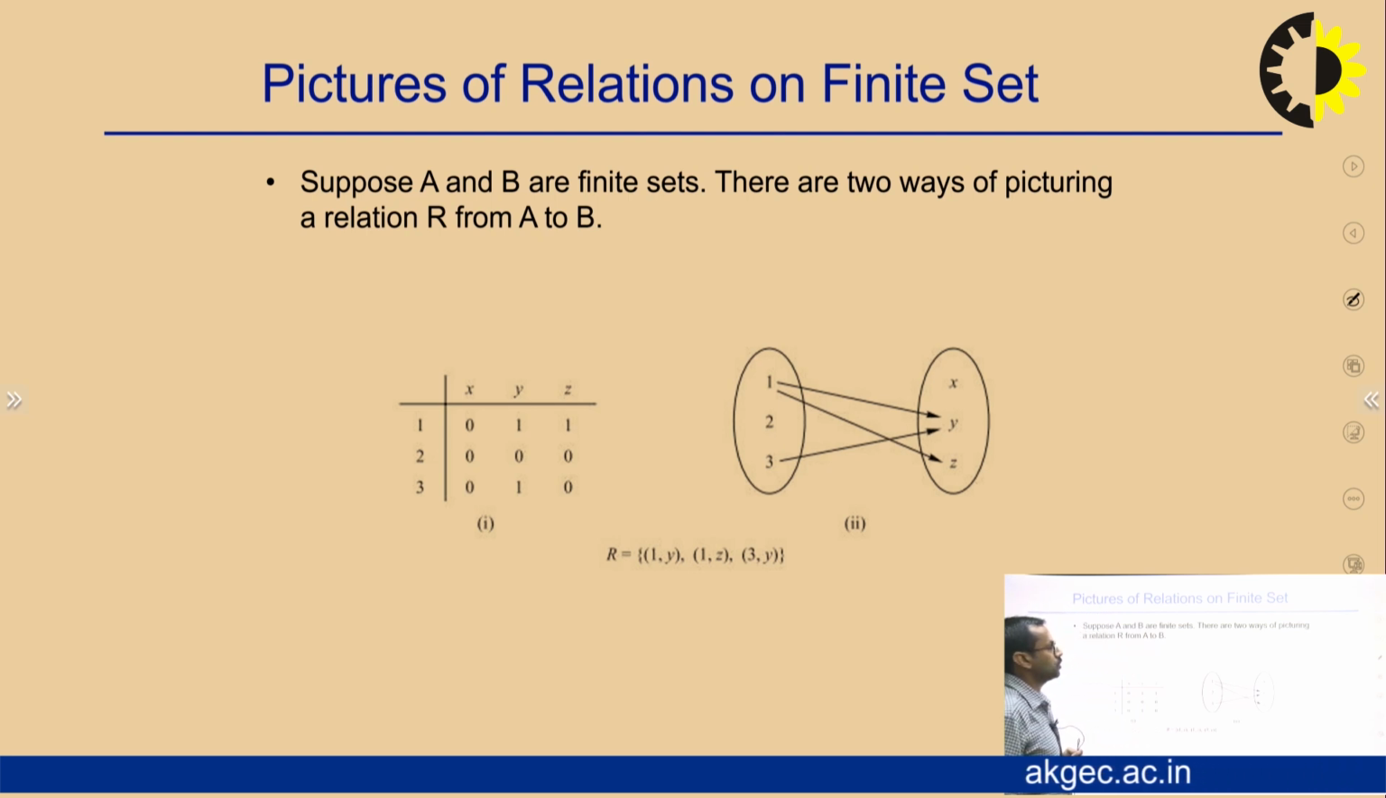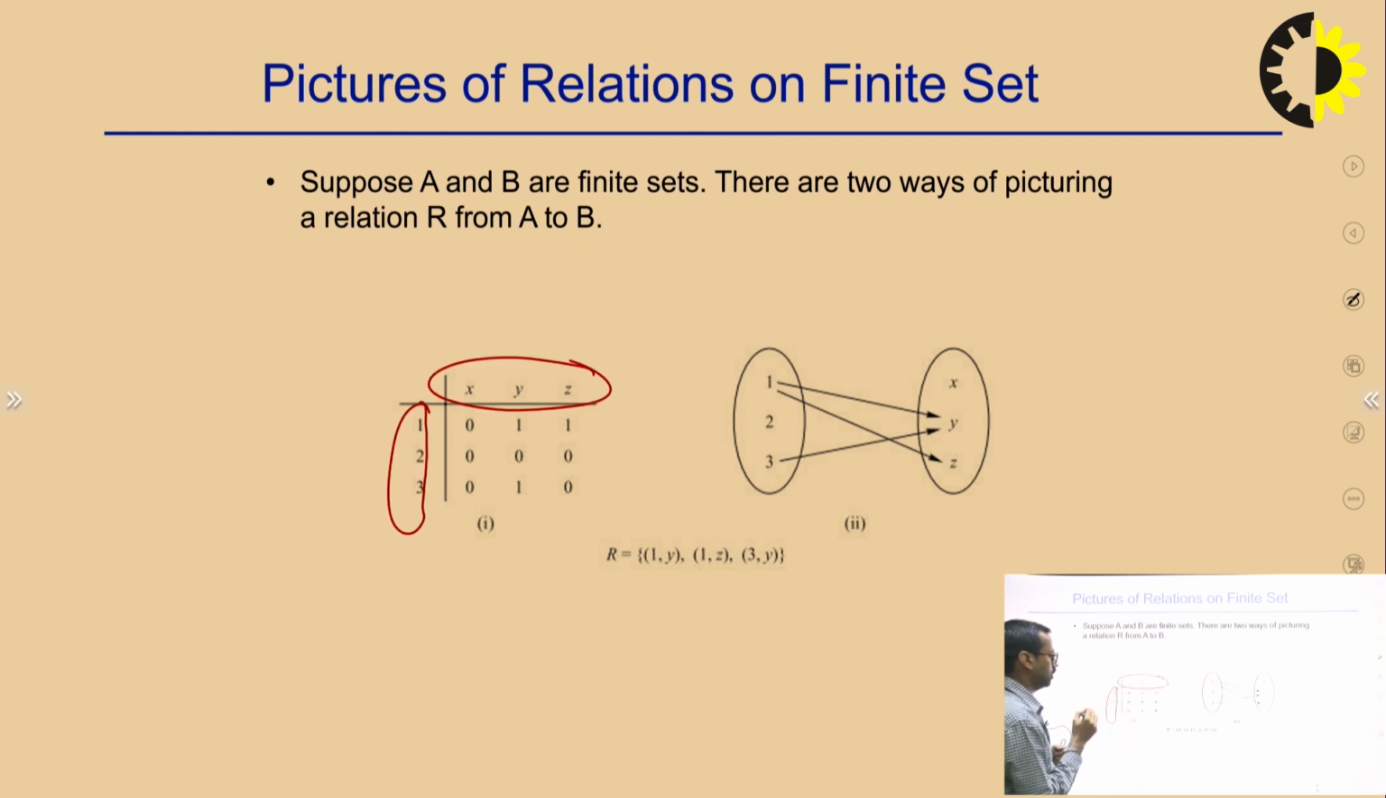Pictures of relations on finite set. We can also use such type of pictures representation for a finite set. There are two sets, set A and set B. If there exists a relation from these elements to these elements, we use the term 1. But if there is no connection or relation, we use the term 0.